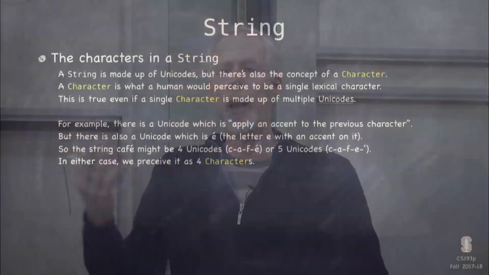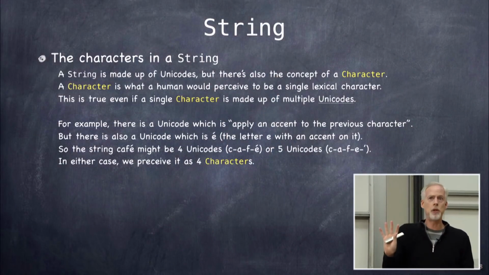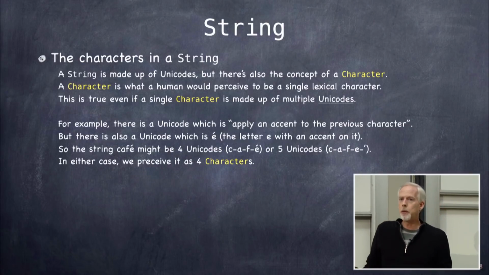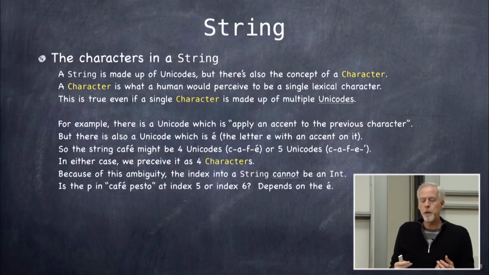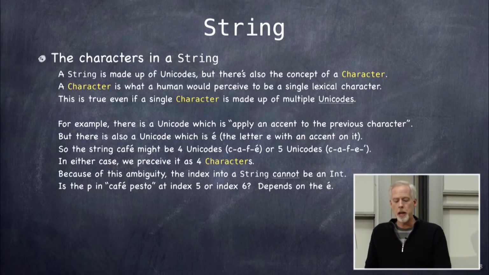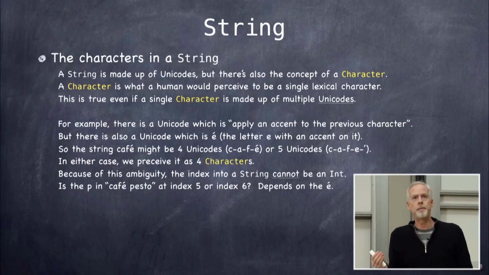If we had the word café, we perceive it to have 4 characters: the C, the A, the F, and the E with the accent on it. But it might be represented by 5 Unicodes, because there's a Unicode which puts an accent on the previous character. So how do we deal with this? The main ramification of this is that a String cannot be indexed by Int.